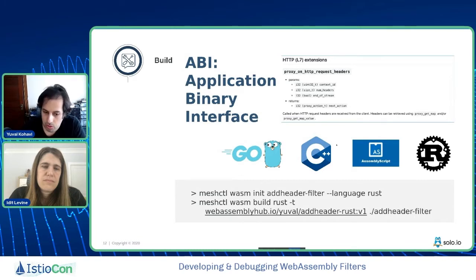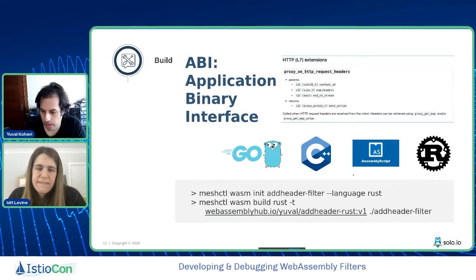Right, so the first command we're going to see, we're going to use our brand new command line tool, the meshctl wasm subcommand, to initialize a filter for Rust. We curate examples so you can get started with something that's working, because each language has its own SDK and dependencies and build system. We try to make it easy by getting a few example projects already packaged in there.